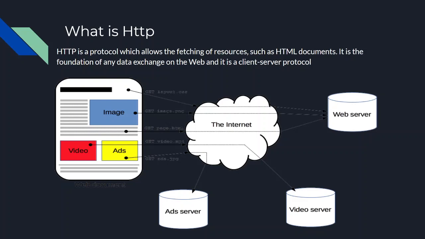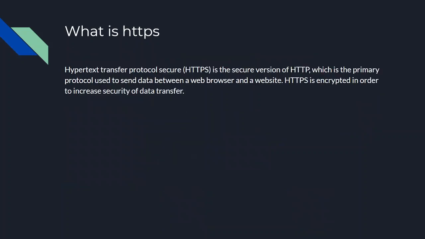So if you are browsing any website over HTTP, anyone with good hacking skills can perform a man in the middle attack and get your usernames and passwords without any issues. Okay. So to resolve this issue, HTTPS was created. Hypertext transmission protocol secure is a secure version of HTTP, which is the primary protocol used to send data between web browsers and websites. HTTPS is encrypted in order to increase the security of data transfer.